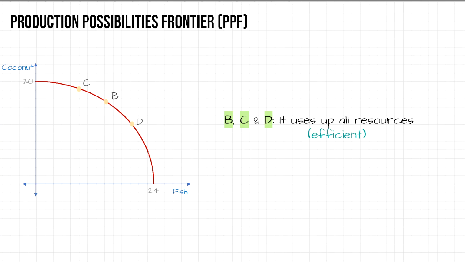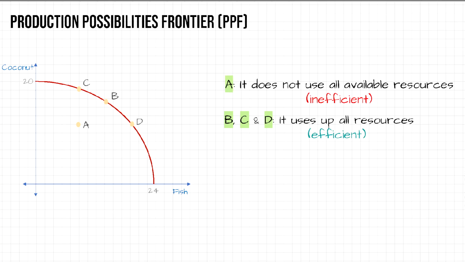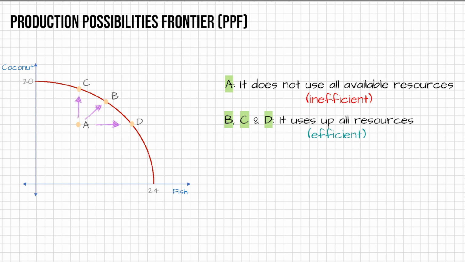Now let's look at this point here. This is point A, and it sits below the PPF. This combination of coconuts and fish can be produced with the resources we have, so it's feasible. But it doesn't use all the resources available in this economy, so it's inefficient. Now, if we move up to these points on the frontier, B, C, and D, we're using up all of our resources. That's an efficient combination.